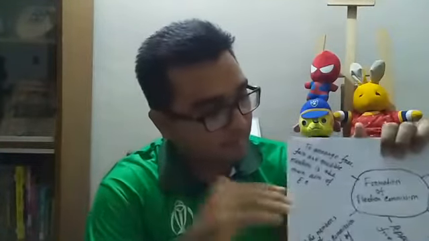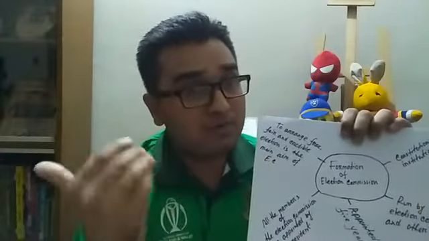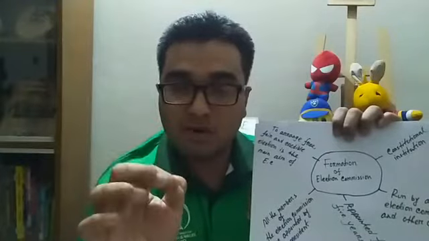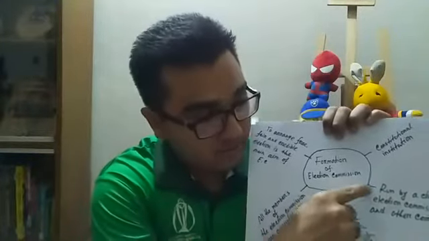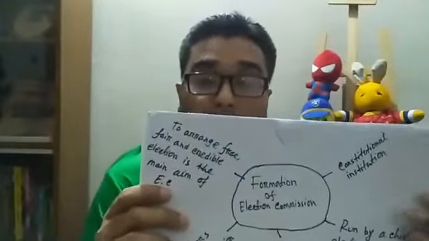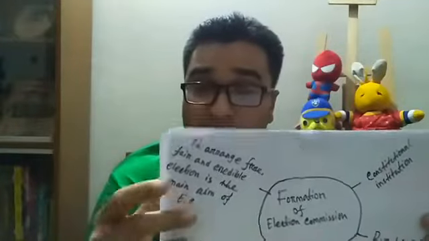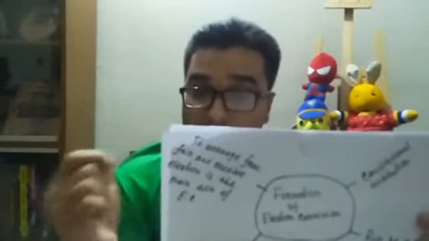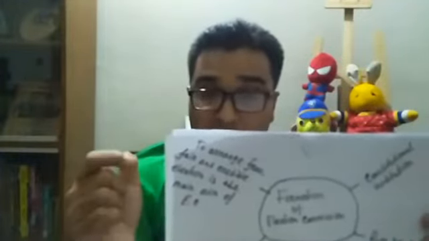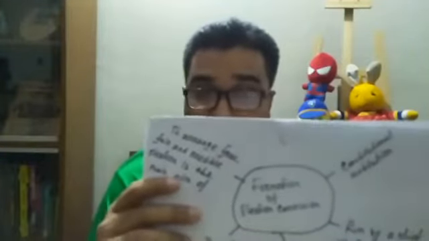Now I am going to talk about the formation of the Election Commission. Here you have to remember some information to write down the formation of the election commission. First of all, it is a constitutional institution, which I have discussed already. Then it is run by the chief election commissioner and other commissioners. The election commission consists of a chief election commissioner, in short CEC, and other election commissioners.